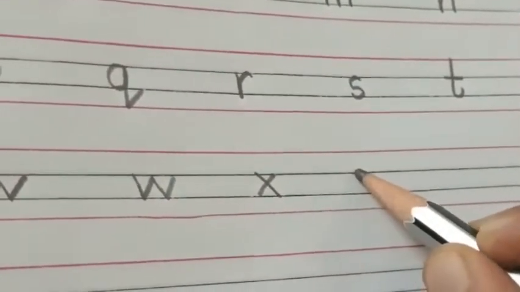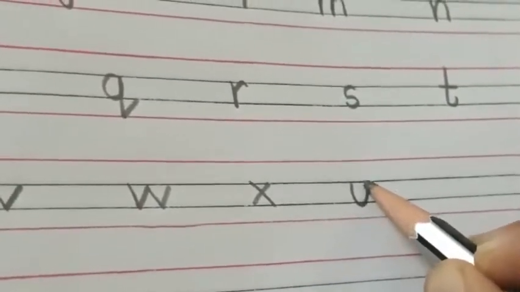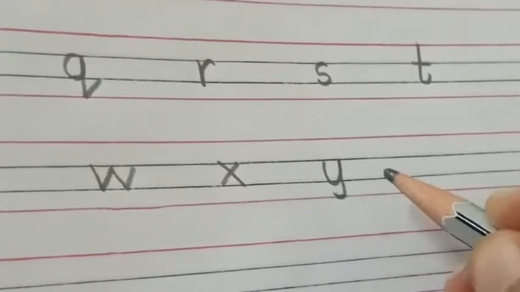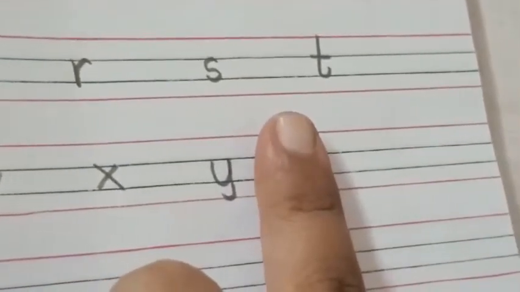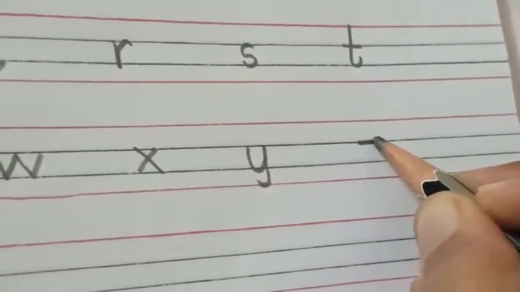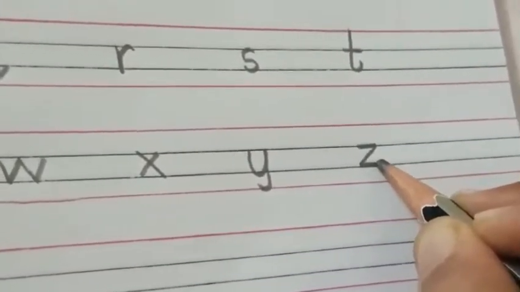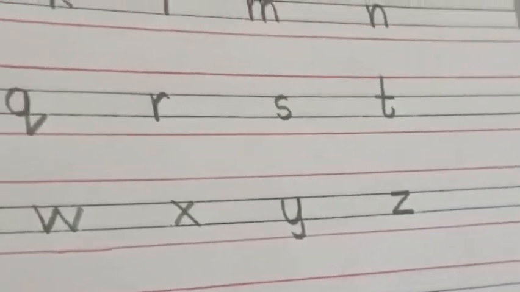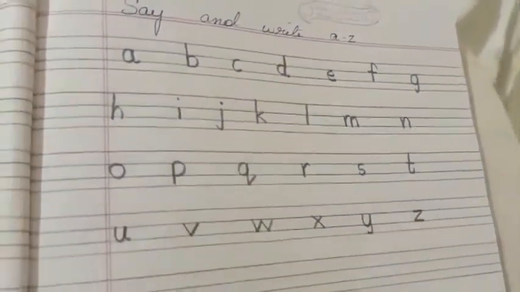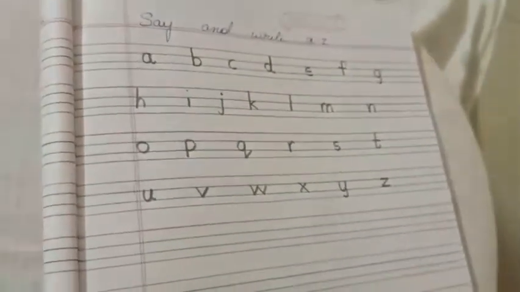Now we are going to write Y. Up curve, standing line, small hook. Y. Give one finger space. Now comes Z. Sleeping line, slanting line, sleeping line. Yes? Z. Okay children, we have completed writing A to Z one time.